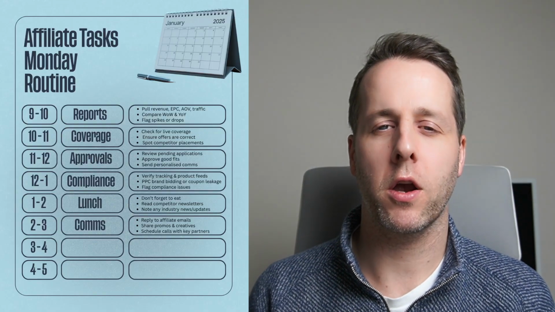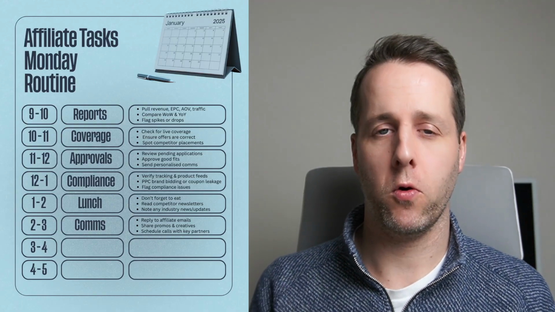Then we move into our communications, and this could be network or publisher communications. Ideally, anything that's very urgent has been dealt with, maybe through a quick sweep first thing in the morning. This is about ongoing communications, so maybe letting affiliates know about any promos or any messaging that they need to be aware of, any potential product launches that might be interesting to them.